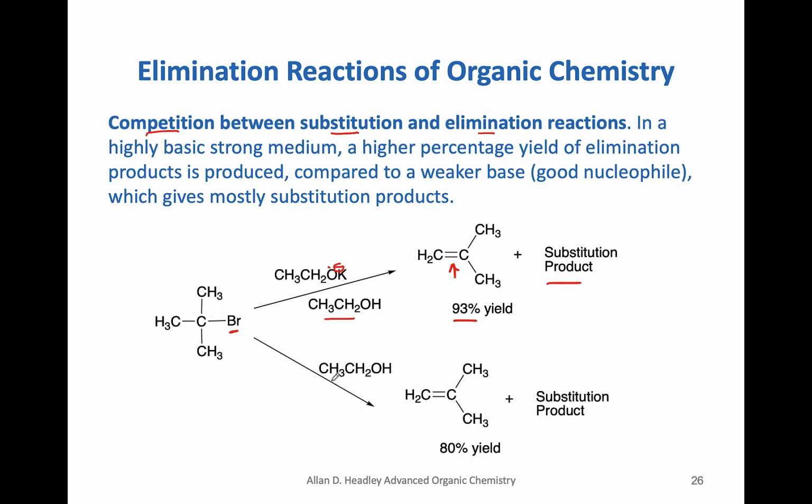But if the strong base is not used and just a solvent, you can see here the elimination product drops, so we have more substitution products. So again, you can tailor your reaction conditions to get a higher percentage of substitution or a higher percentage of elimination based on the strength of the base, or based on the nucleophilicity of the nucleophile if you need a substitution reaction.